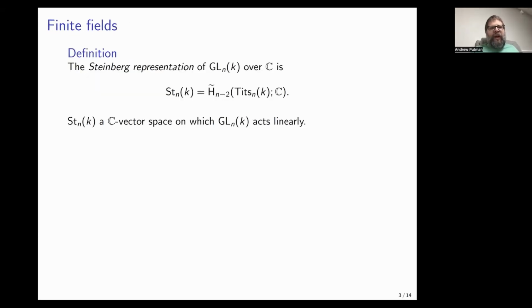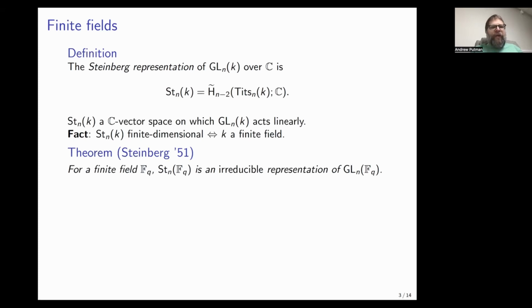Okay, so I moved the definition up to the top of the slide so we can have it here. What do we know about this? Well, this was first studied not for infinite fields, but for finite fields. It's a basic fact that the Steinberg representation is finite dimensional if and only if K is a finite field, like F2 or F3 and so on. In that case, it was studied by Steinberg in the 50s.